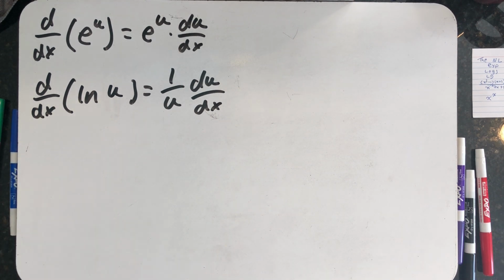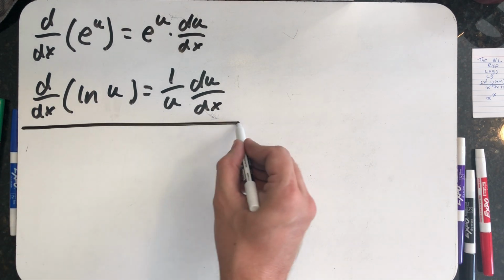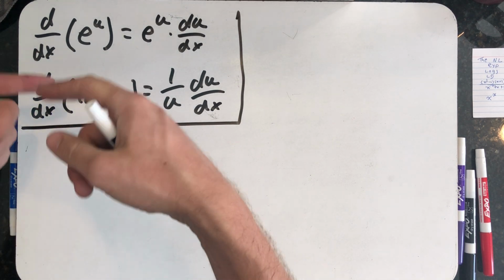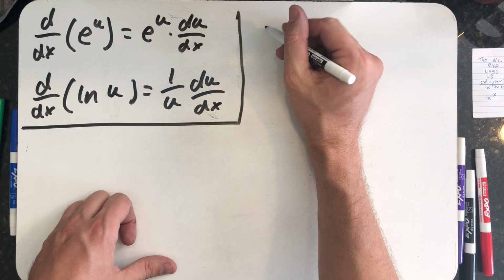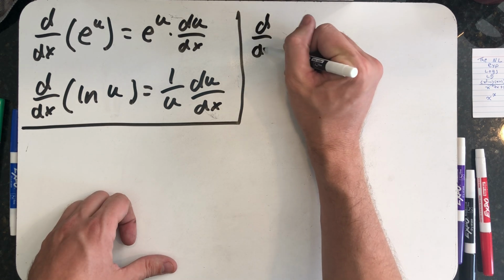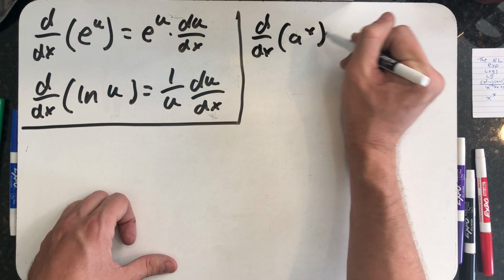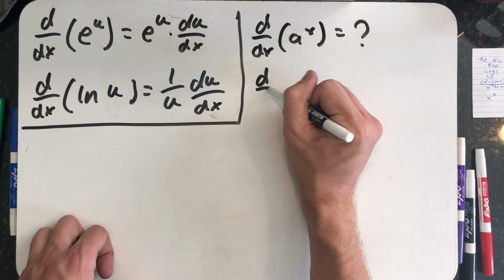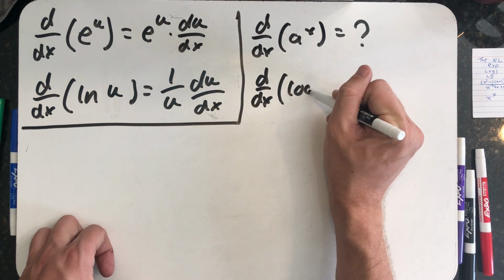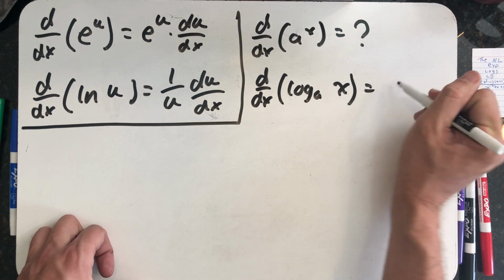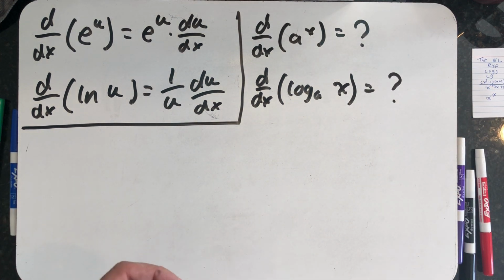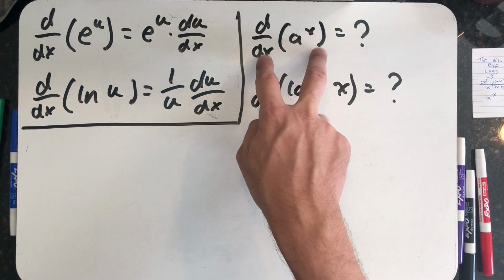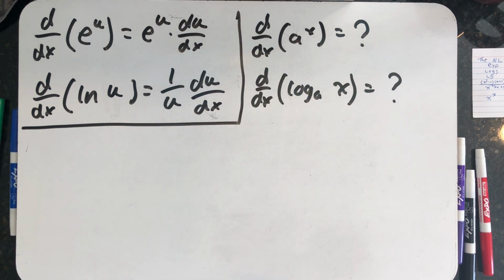But that has me thinking. If I can take the derivative of e to the x and the natural log of x, and if I can take the derivative of e to the u and natural log of u, what about my other bases? Is there a derivative for a to the x? Well, there should be. And is there a derivative for the log base a of x? And then I'll want to write those things down in terms of the chain rule as well. Well, in this video, let's see if we can find the derivative of a raised to the x power.